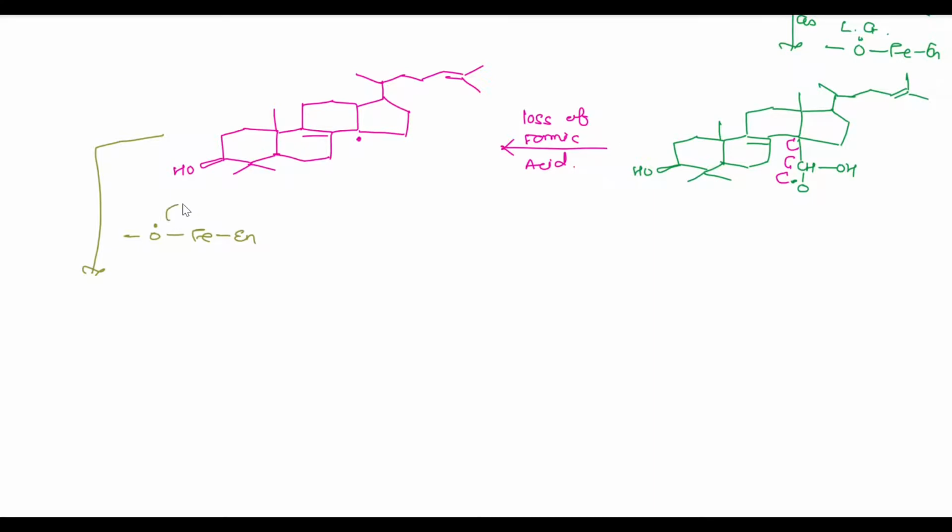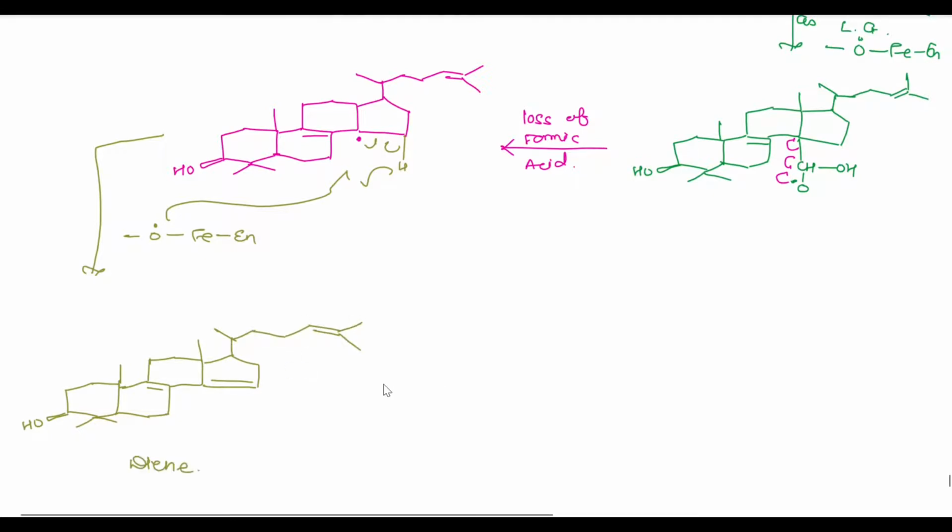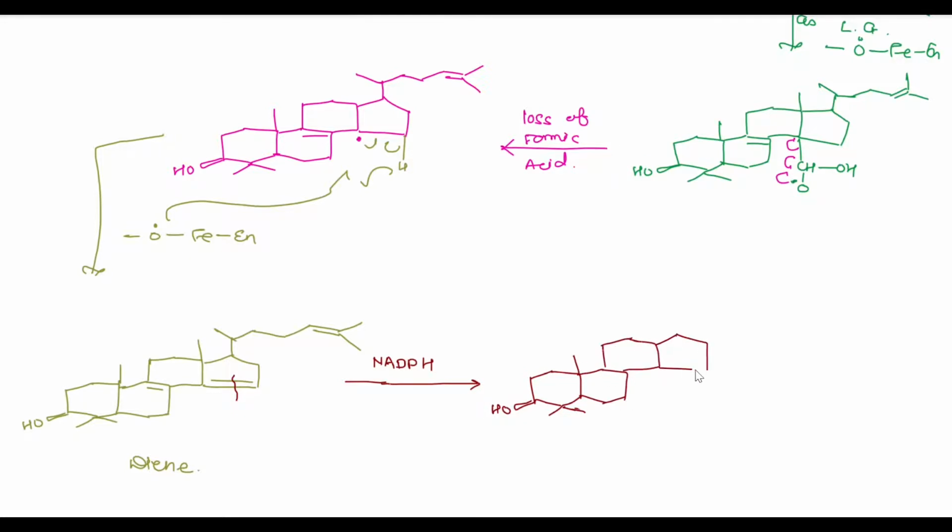In the next step, this radical enzyme traps the hydrogen radical and there is formation of a double bond, and we get. In the next step, reduction of this double bond takes place by using NADPH and we get. And this is known as sterol reductase.